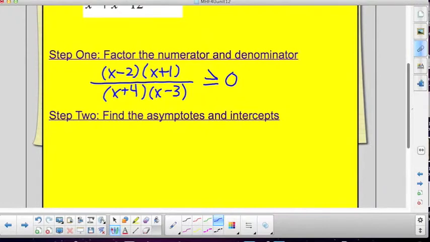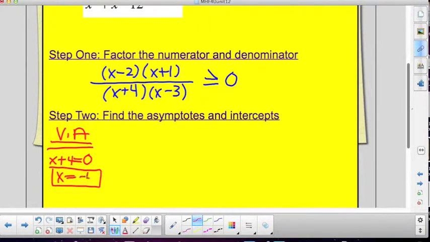Okay, step number 2, which is very important in order to draw the graph properly. Find the asymptotes and the intercepts. So we're going to start with the easiest part, my vertical asymptote. So I have x plus 4 is equal to 0, so that means that x is equal to negative 4 is one of my vertical asymptotes. And then I have x minus 3 is equal to 0. So x is going to be equal to positive 3. 2 vertical asymptotes.